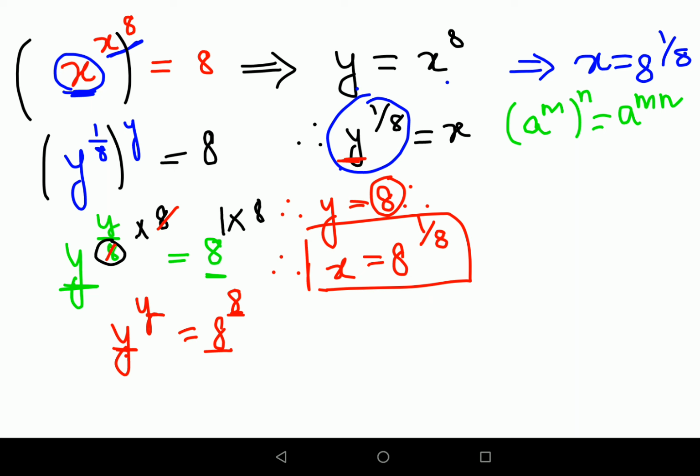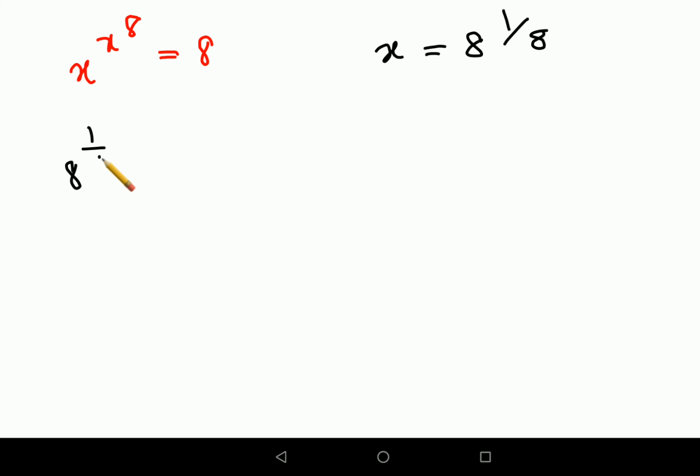Now, let's see whether we are actually getting this by plugging in this answer. Let me do this on another page. We have x raised to 8 equals 8, and we found the value of x as 8 raised to 1 upon 8. I'll keep my base x as it is, and this will be 8 raised to 1 upon 8, the whole raised to 8, right?